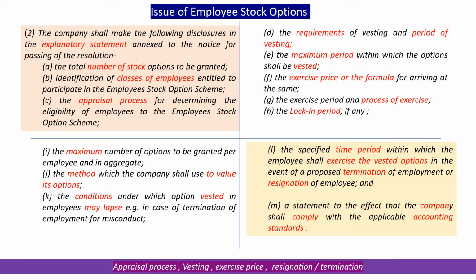Revisit. The explanatory statement talks of the details of the scheme, the process, period of vesting, maximum period for vesting, exercise price or formula which is used, and what is the lock-in period, what is the maximum period allowed for options, number of options, method used to value, conditions of vesting, and what is the maximum period available for exercising, what happens when the person is terminated, and what is about the compliance with the accounting standards. These are to be available in the explanatory statement.